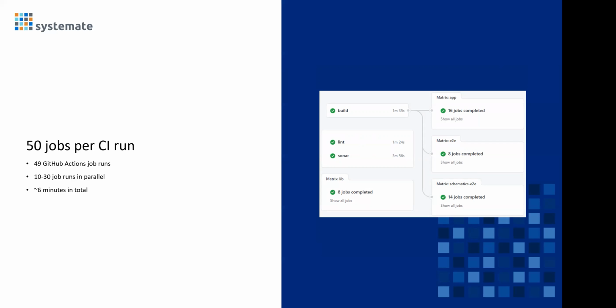We are an open source project, a public repo. So we have unlimited usage of GitHub CI runners. And between 10 and 30 of them are running in parallel at the same time, depending on the time of day and resources available in GitHub. The whole CI workflow takes around 6 minutes in total. That's pretty nice for all that it's doing.